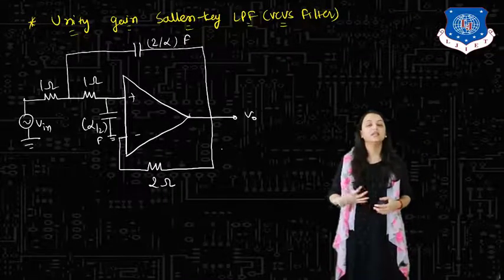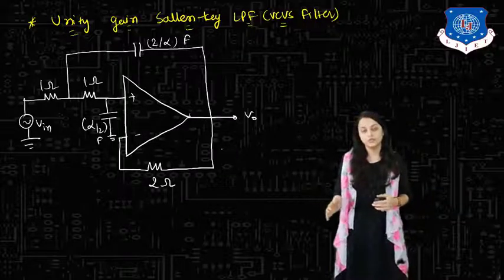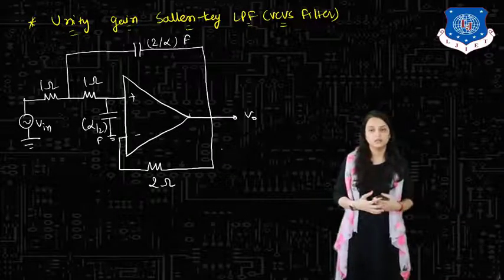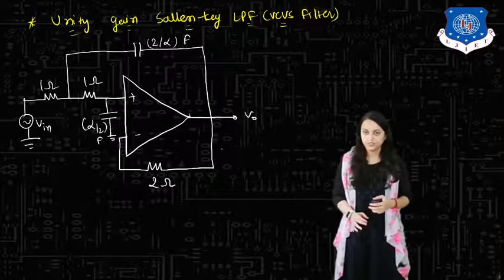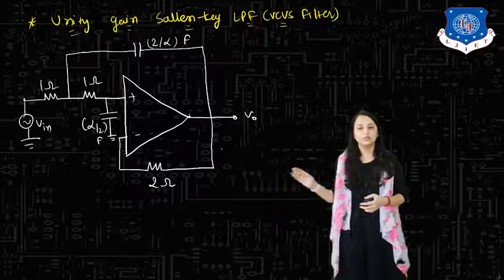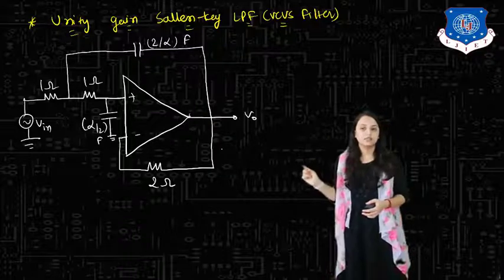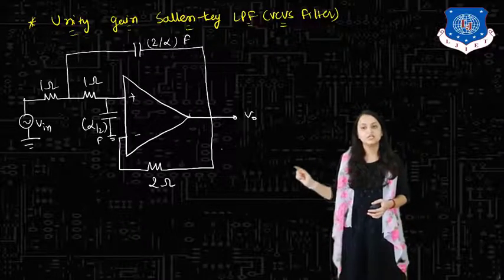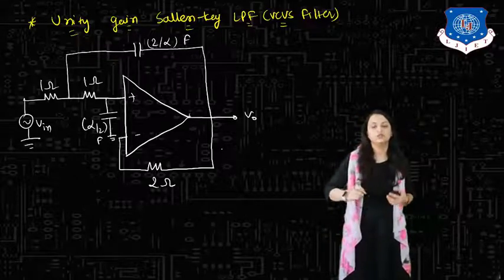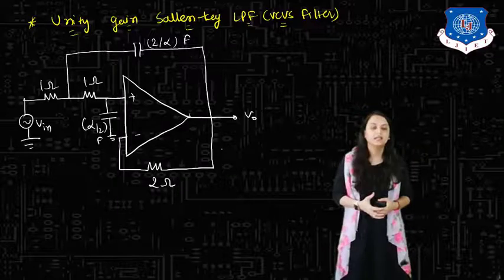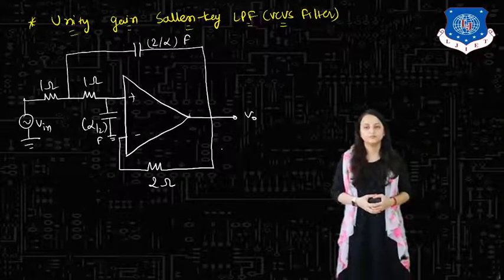Next is the unity gain Sallen-Key low pass filter. We have seen the equal component version. Now if we want to obtain a unity gain Sallen-Key filter, that means the gain should be 1. So here, as you can see, the R1, R2 value is taken as 1 ohm, and C1 is taken as 2 by alpha farad and C2 is taken as alpha by 2. If you multiply it, we will get 1. So this is the unity gain Sallen-Key low pass filter, that is BCBS filter.